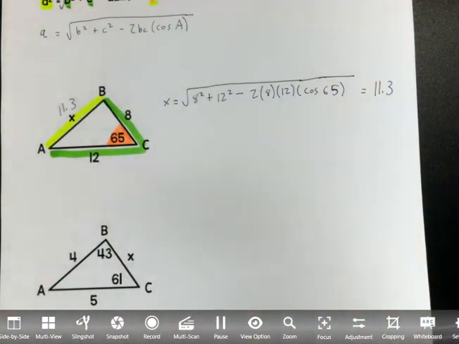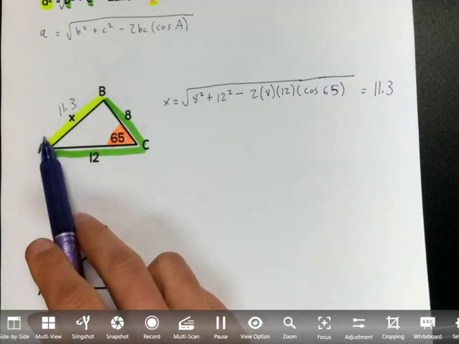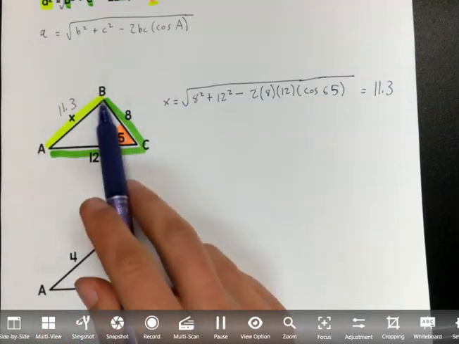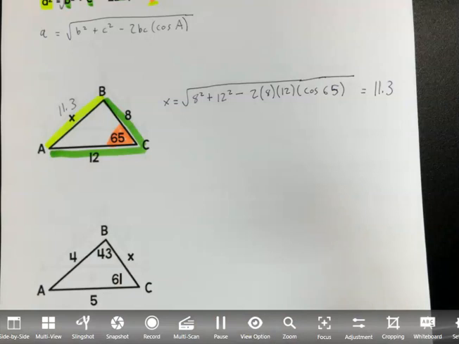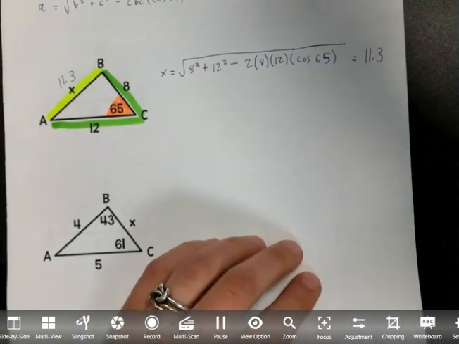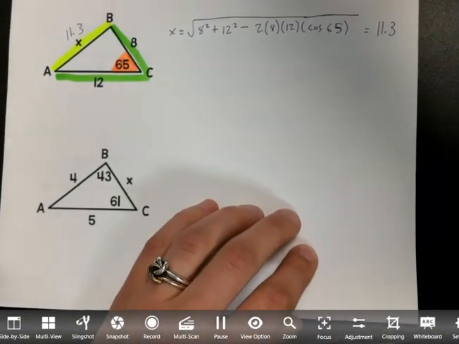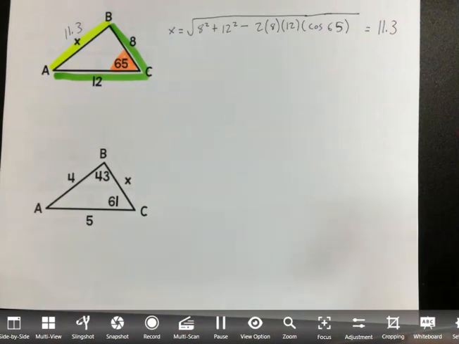And then if we wanted to, we could keep doing law of cosines to solve for the other angles, or we could use law of sines to solve for the other angles. I'm not going to go ahead and do that right now because we don't need these notes to be longer than they need to be. Okay? We just have an x that we solved for. That's good enough. All right, next.